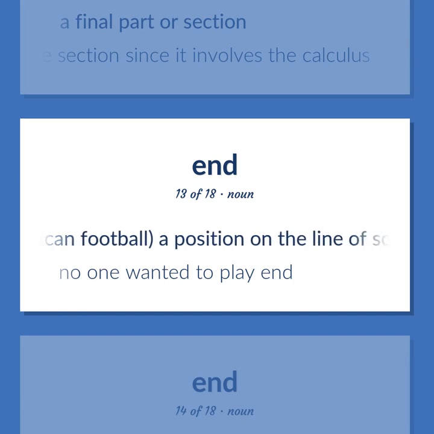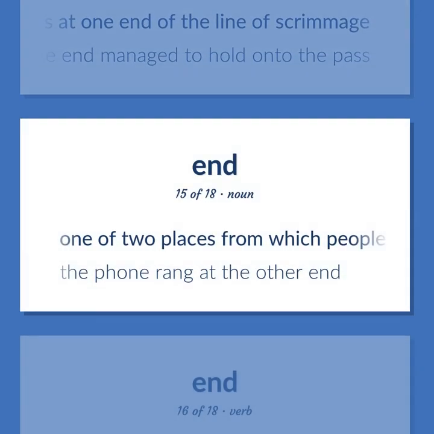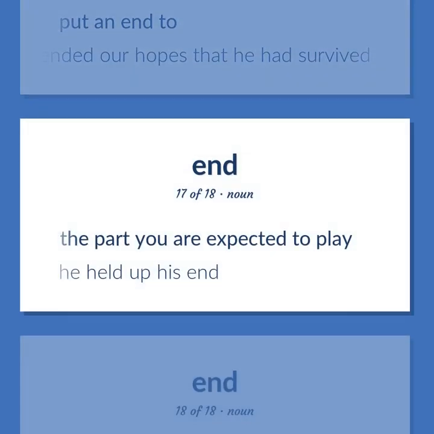American football. A position on the line of scrimmage. No one wanted to play end. Football. The person who plays at one end of the line of scrimmage. The end managed to hold on to the pass. One of two places from which people are communicating to each other. The phone rang at the other end. Put an end to. The terrible news ended our hopes that he had survived. The part you were expected to play. He held up his end.